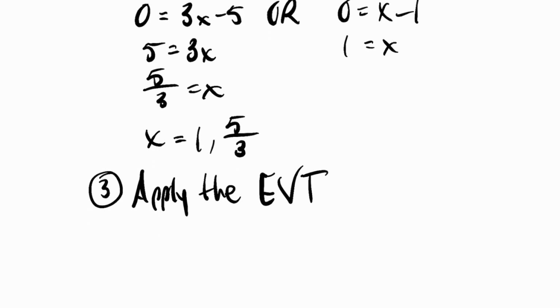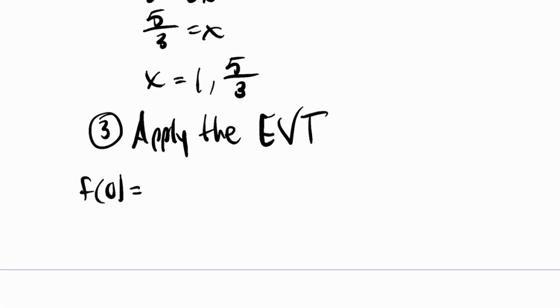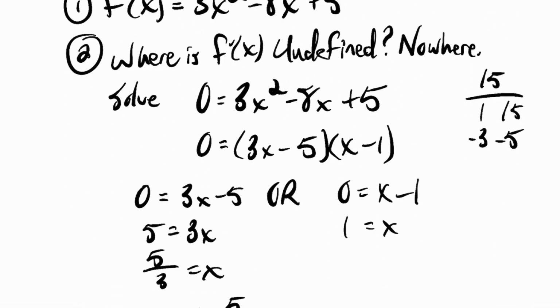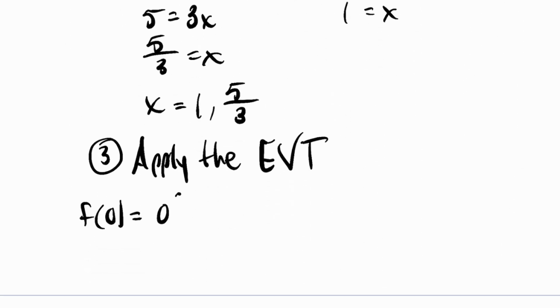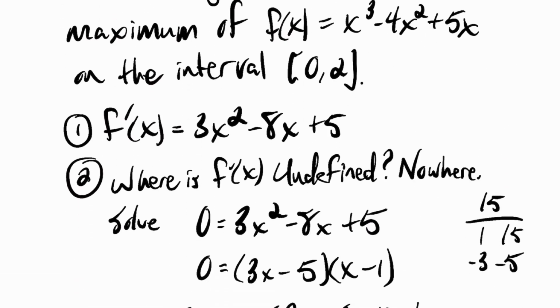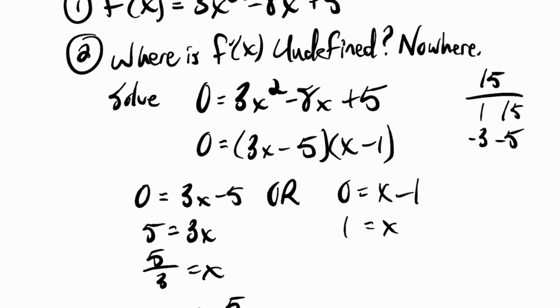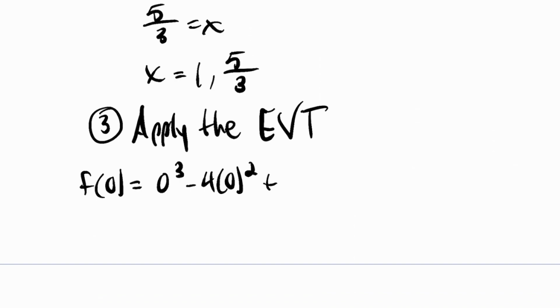So I want to look at what is f of 0, and then what is f of 1, what is f of 5/3, and what is f of 2. But I'll start with f of 0. So, look at my function again. 0 cubed minus 4 times 0 squared plus 5 times 0. Okay, so that's of course going to be 0, right?